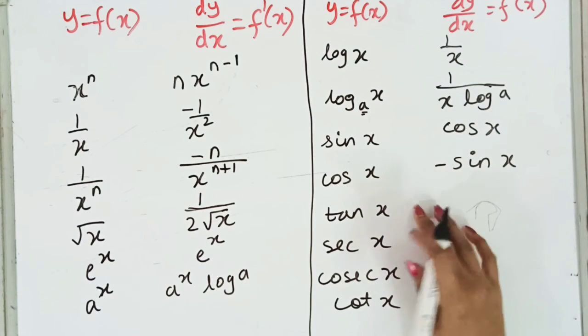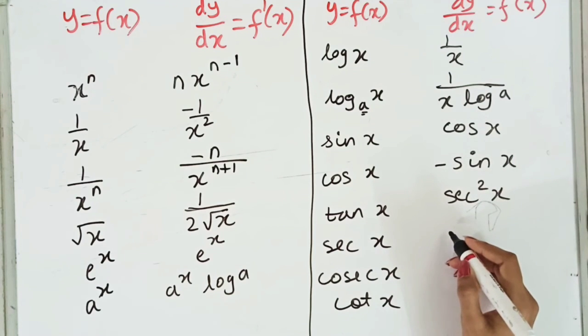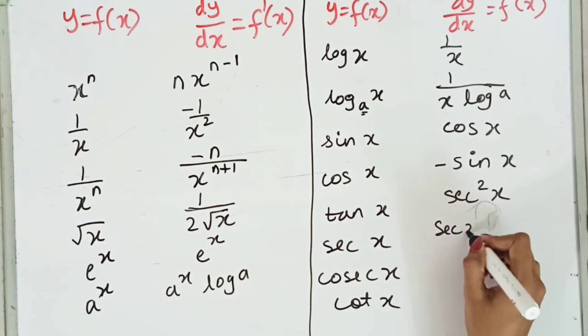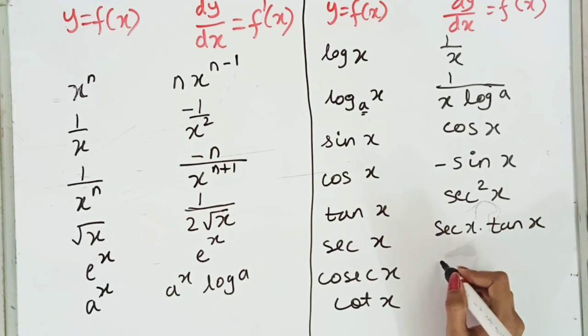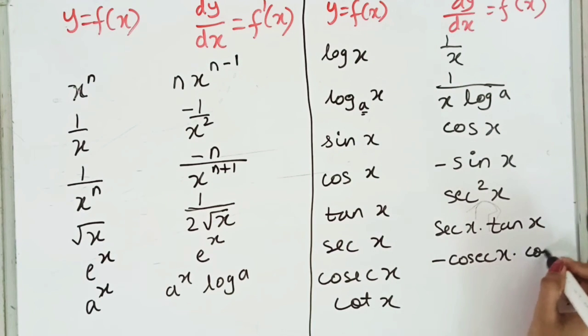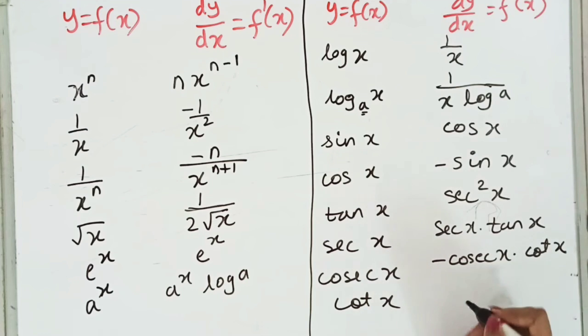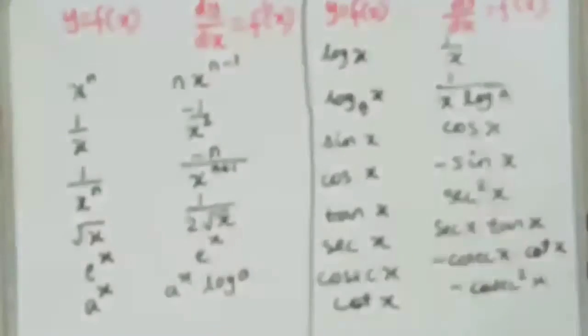For tan x, it is sec square x. For sec x, it is sec x into tan x. For cosec x, it will be minus cosec x into cot x. And for cot x, it will be minus cosec square x. Okay, you have to remember these derivatives to solve the sums.